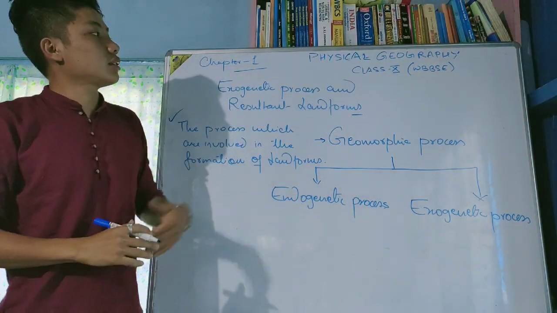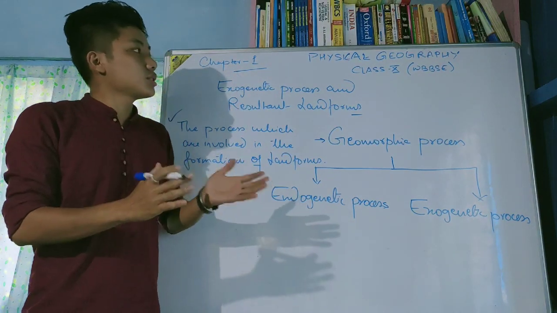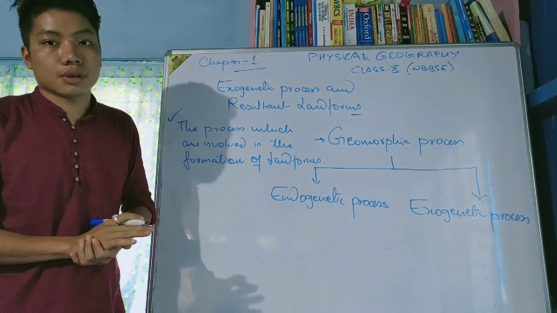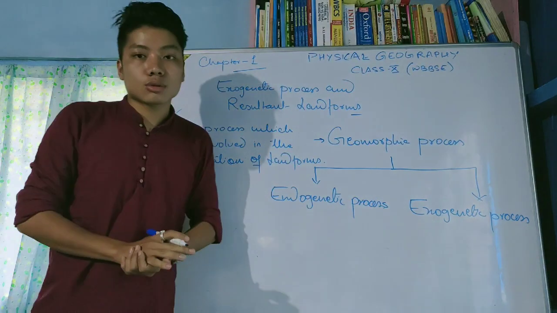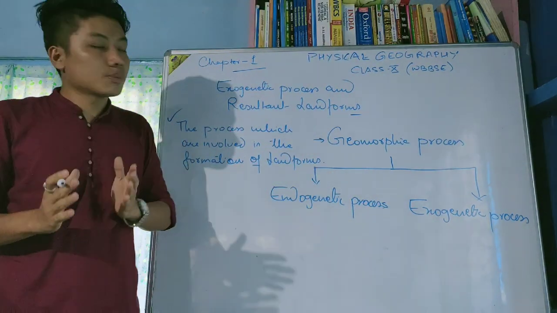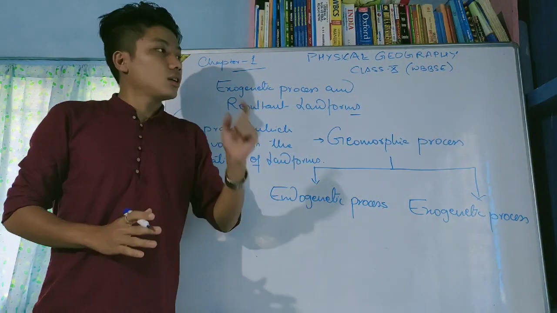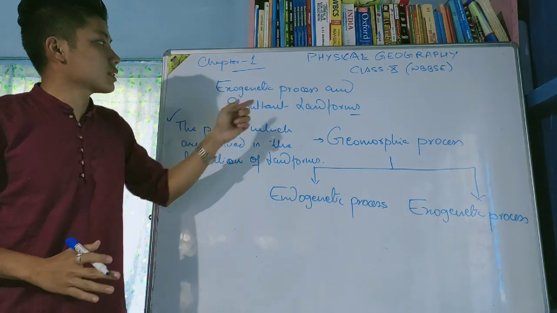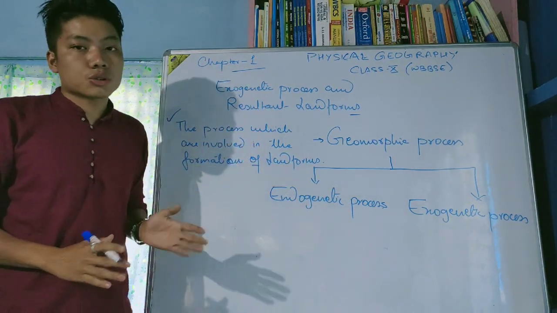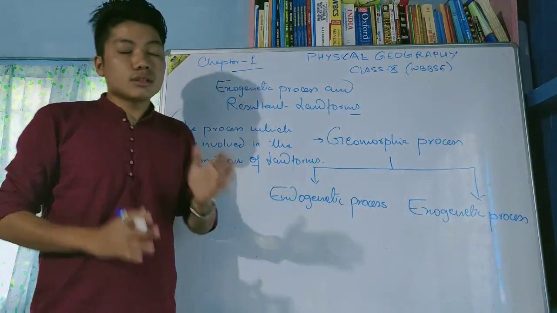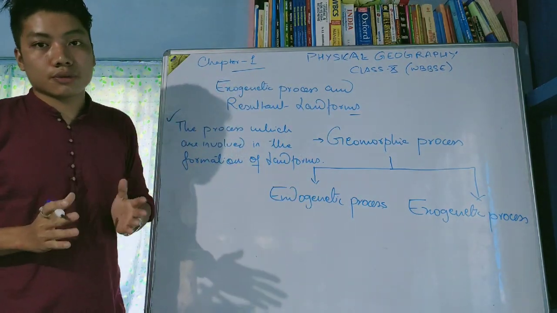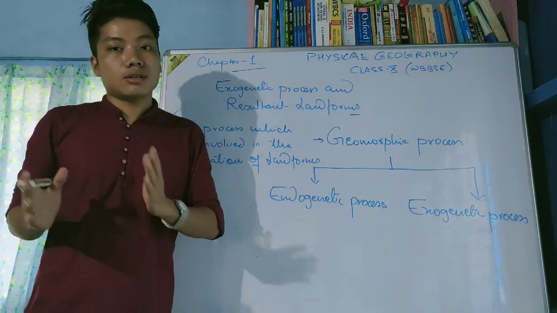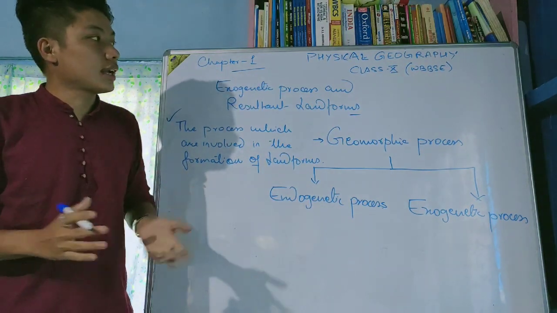Before starting with the subject Geography, I want to discuss the syllabus of Class 10 Geography. Basically, it's divided into three parts. One is Physical Geography, which includes exogenetic process and resultant landforms, and next is Atmosphere and Hydrosphere. The next one is Environmental Geography, and the last one is Regional Geography, that is India.